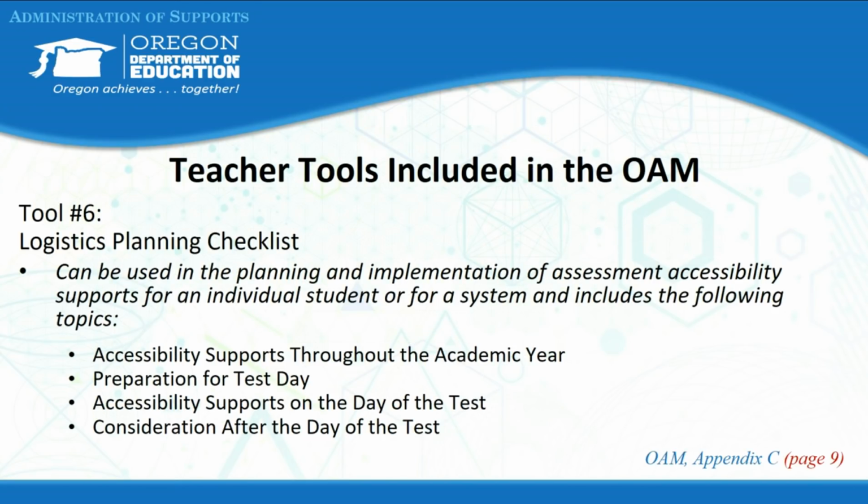In addition to the selection tools, Appendix C of the OAM contains tool number 6, which is designed to support the planning and implementation of assessment accessibility supports for an individual student or for a school or district system. Topics in this planning tool are implementing accessibility supports throughout the academic year, preparing for testing, effective provision of supports on the day of test, and considerations after testing.